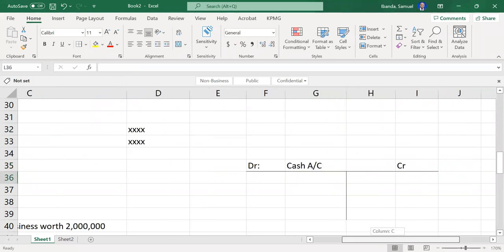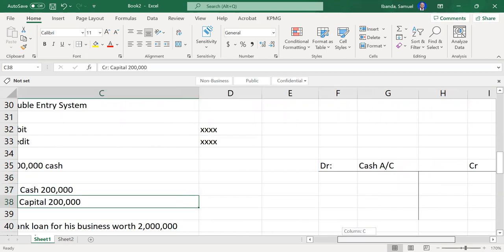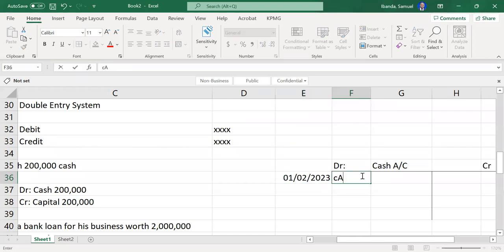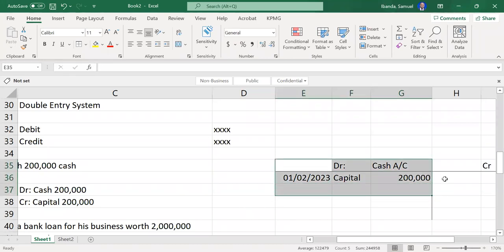Okay. So we said we debit cash with 200,000 and credit capital. In case this transaction happened on 1st February 2023, I'll write my date. I'll come and here in the account for cash, I'll call this capital. Again, you don't put cash. Since it's the account for capital, I'll say capital and record the amount, which is 200,000.